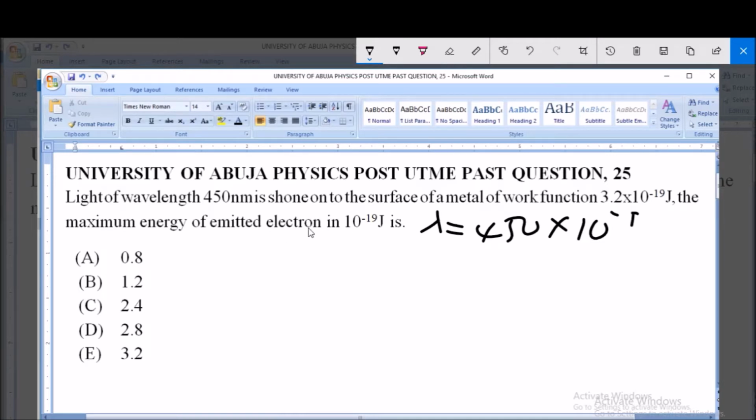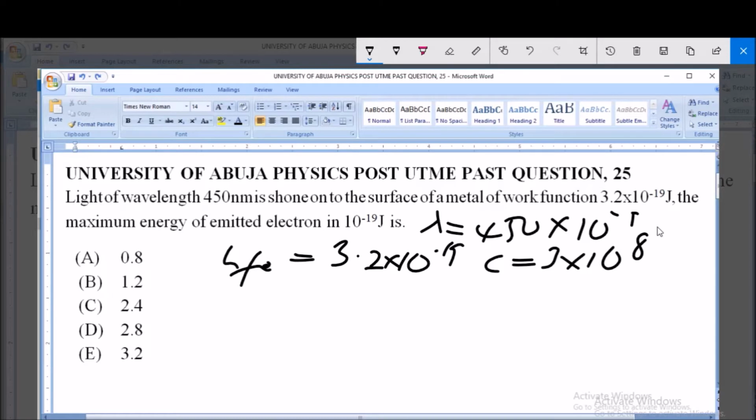Now it is shone onto a surface of metal of work function. Work function, hf naught, is given as 3.2 times 10 raised to the power of minus 19, and this is the work function. Now we are asked to find the maximum energy of emitted electron, and we know that our speed of light in a vacuum is 3.0 times 10 raised to the power of 8. 3 times 10 raised to the power of 8 is our speed of light.